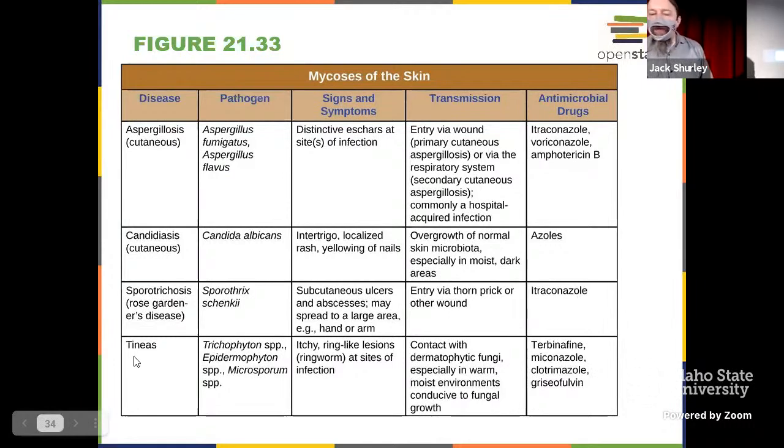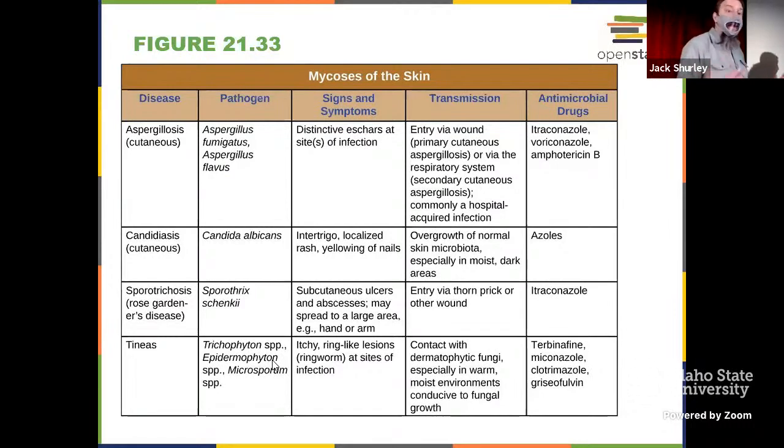And the tineas. So like I said, there's a handful of them. Trichophyton, Epidermophyton, and Microsporum are the three main players that we think about for these tineas, these dermatophyte skin infections. So itchy, ring-like lesions at varied sites on the body. So transmission is coming in contact with the dermatophytic fungi, setting the stage for it, all right? Athlete's foot in a situation like in a gym, the floor of the shower, many people utilizing that nice warm environment, lots of moisture, setting the stage for it to be readily transmitted from one person to the next.